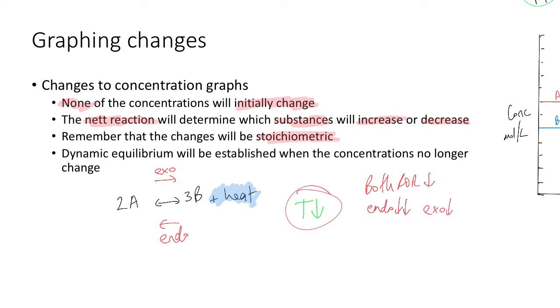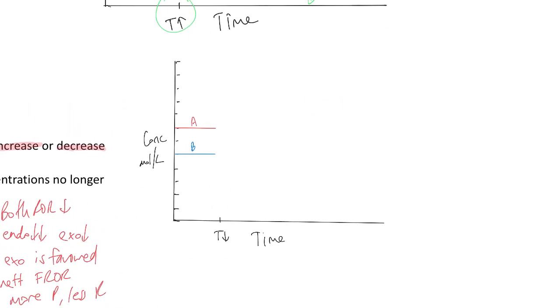Which means that the exo is favored. Which one's the exo? The forward reaction. So you're going to have a net forward rate of reaction, which means that you're going to have more products and fewer reactants. Okay, so let's have a look at how that turns out in a graph.